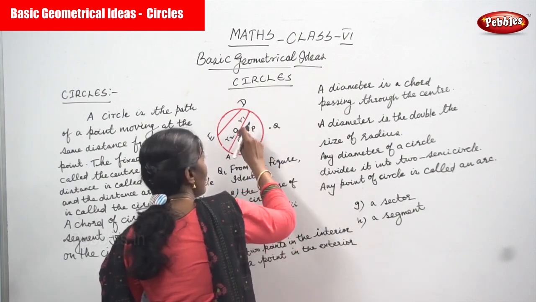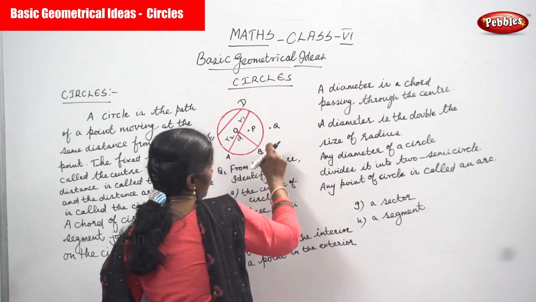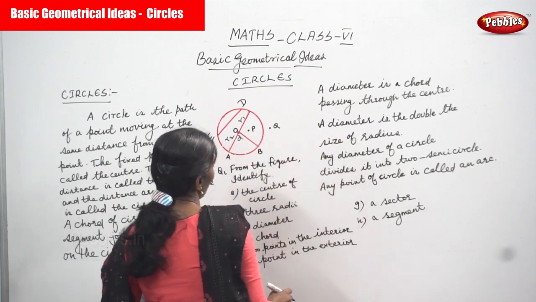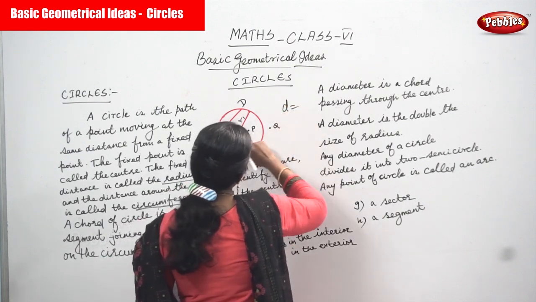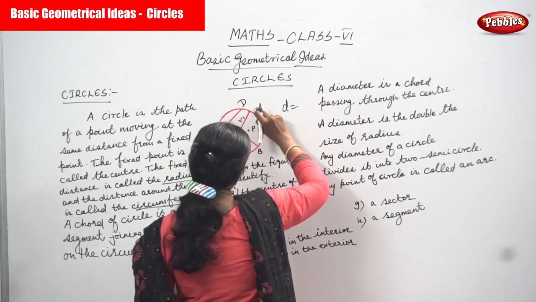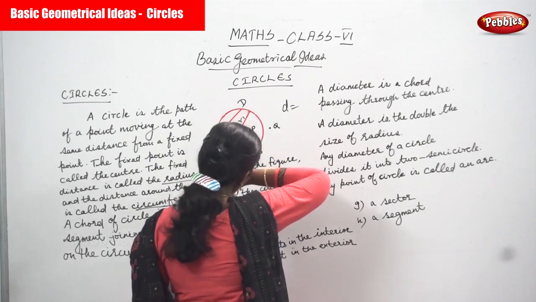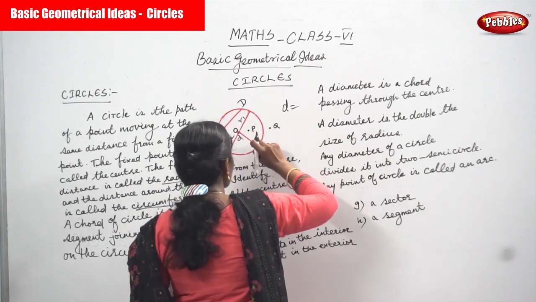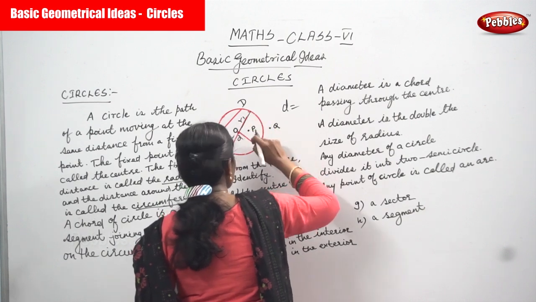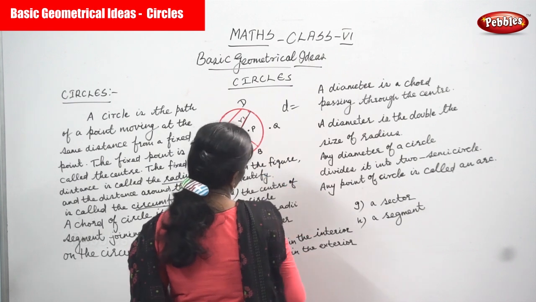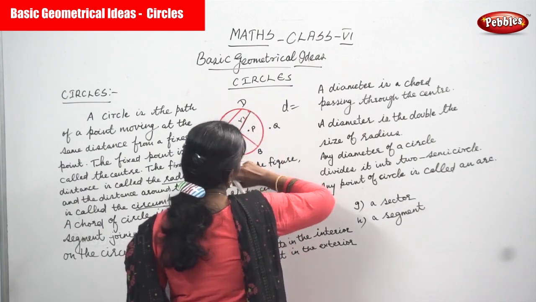After that we have to cut into one more part. A diameter is double the size of the radius. For example, D is equal to this D, this completely we can call D. So this is also a radius, and this also a radius, and this also a radius. And the center part we can call the diameter.